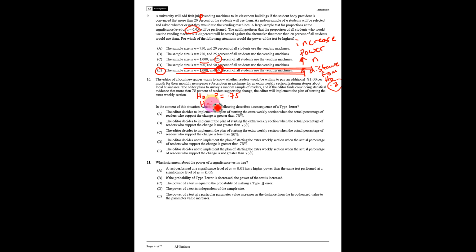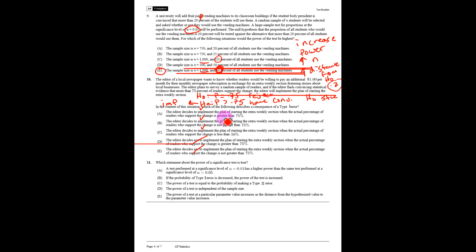And we want it to be greater than. So a type 1 error is we reject and have convincing evidence for the alternate, but we shouldn't. So the null should be true. So if they find evidence in this, they implement. So they are implementing the plan. So that, we like that: decides to implement, decides to implement, decides to implement, decides not to implement, decides not to implement. So those are out.